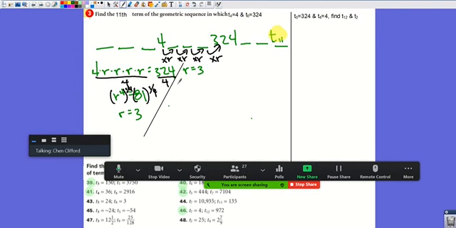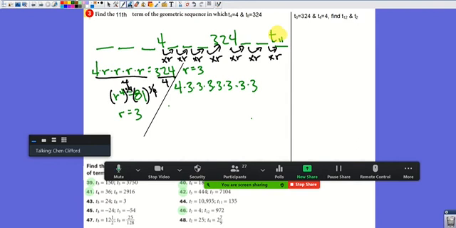I'm going to go 4 times. Let's see how many r's we have to do to get to t sub 11. From 4, that's 7 r's that we've got to multiply by: times r times r times r times r. Instead of r's, let's go 3 times 3. So, 4 times 3 times 3 times 3, 7 times.